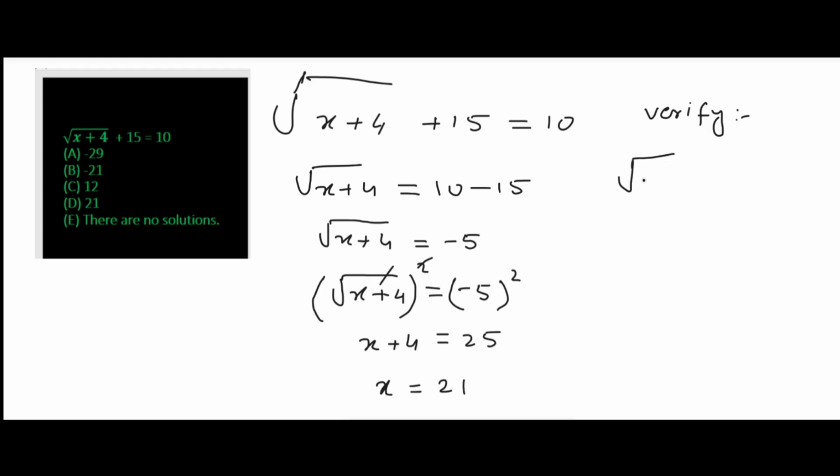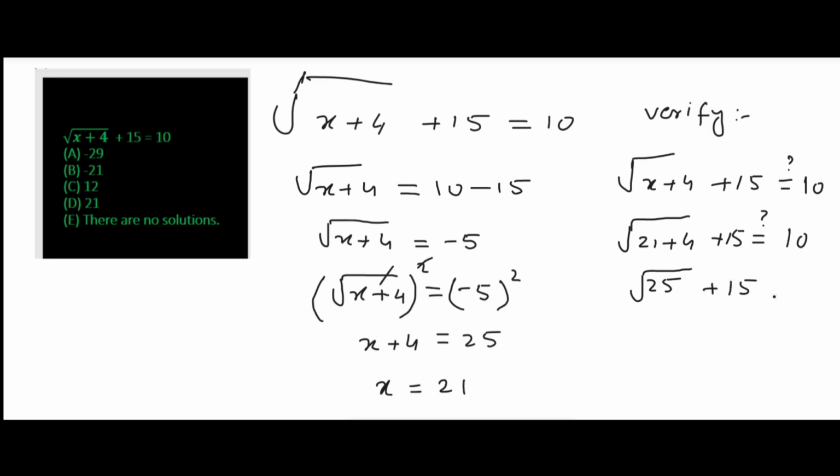So under root x plus 4 plus 15 equal 10, and x is equal to 21. So we will put 21 here: under root 21 plus 4 plus 15 equal 10, as we are verifying. So this will become under the root 25 plus 15 equal 10. So this will become 5, as 5 fives are 25.